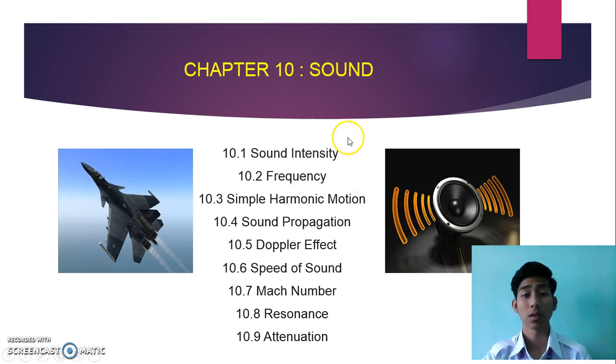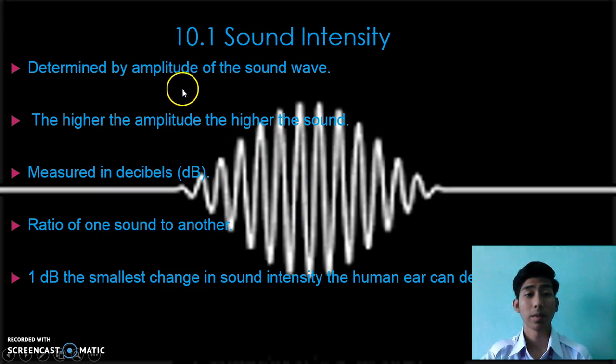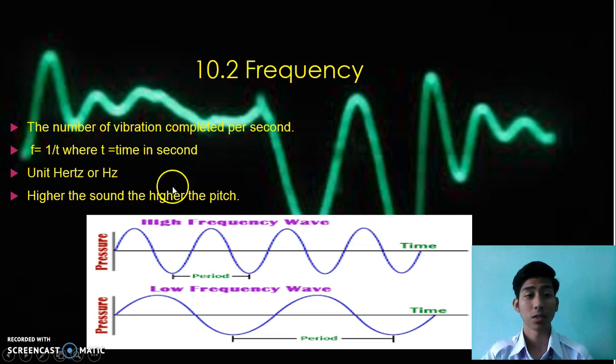Now sound. Sound frequency. Okay. Sound intensity is determined by the amplitude of the sound wave. The higher the amplitude, the higher the sound measured. Decibels are a ratio from one to another. 1 dB is the smallest change in intensity that a human can detect. Frequency is the number of vibrations completed per second. f equals 1 over T, where T is time in seconds and f is in hertz. The higher the sound, the higher the pitch.